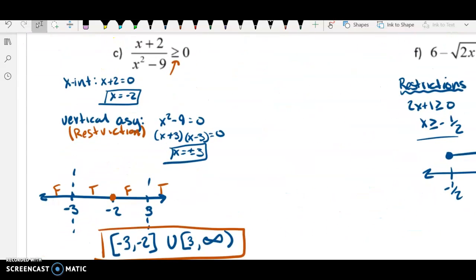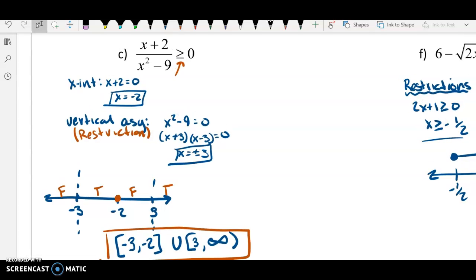let's go to C. Taking a look at C, this is from the unit that we just finished up on before we got to trig. Over here, you find your x-intercept. That's when you take your numerator, set it equal to 0.